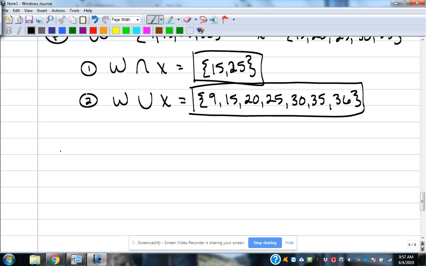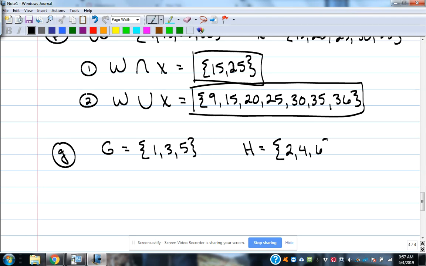Let's take another example. Really easy one here. We'll do a small set just so we don't have to write so much, just to get this concept down. 1, 3, and 5 for set G. Set H, let's do 2, 4, and 6. And let's say they ask us to list the intersection of those two.